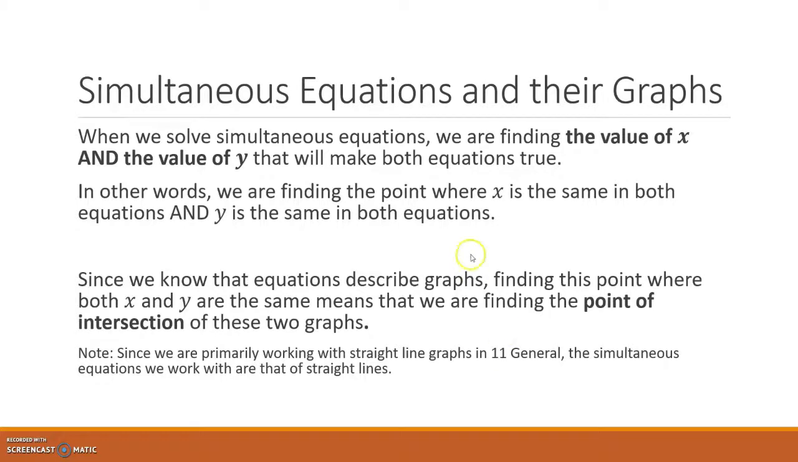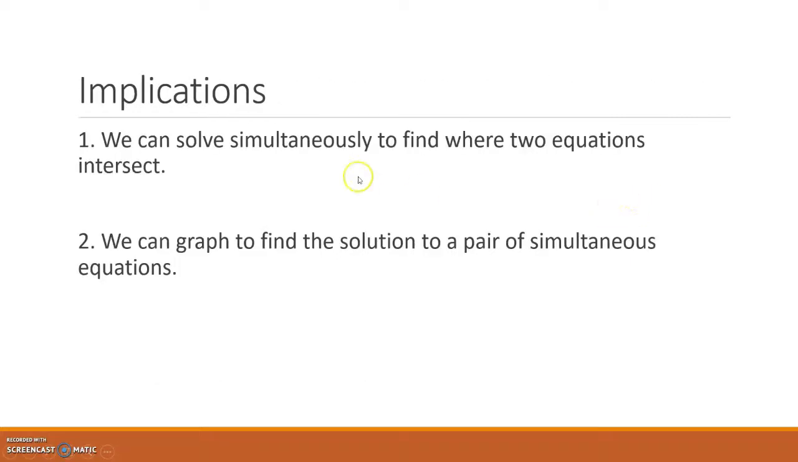Now there are actually two implications to this piece of information. The first is that we can solve simultaneously to find where two equations intersect. If you're given two straight line equations, you could find the intersection point just by solving simultaneously with the substitution or the elimination method. The second implication is that instead, we could graph to find the solution to a pair of simultaneous equations. If I'm given two simultaneous equations, I could graph those either on a piece of paper on a grid or on my computer with the Desmos graphing calculator, for example, and that would give me the solution to the pair of simultaneous equations. And that's the focus of this screencast.